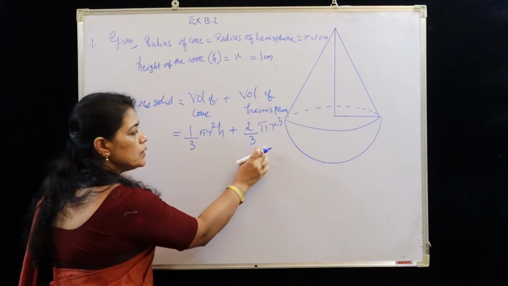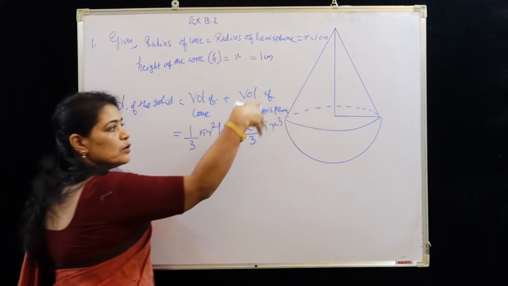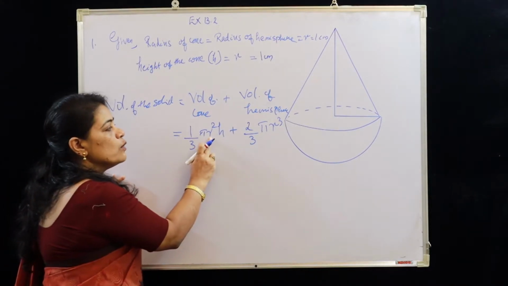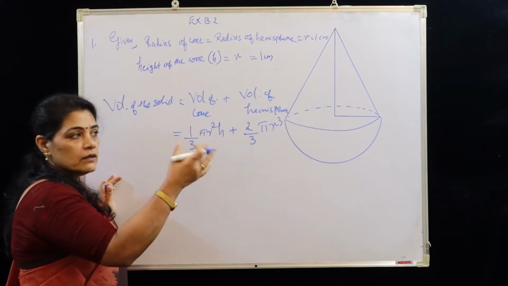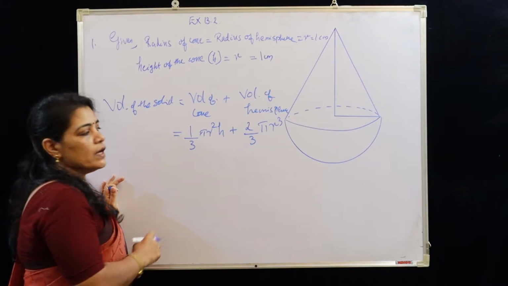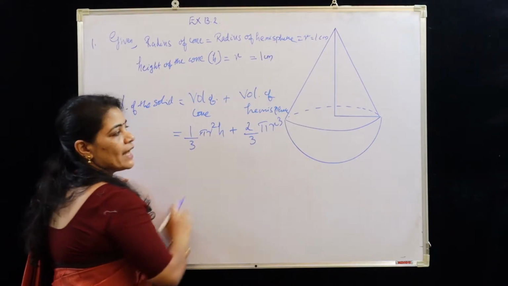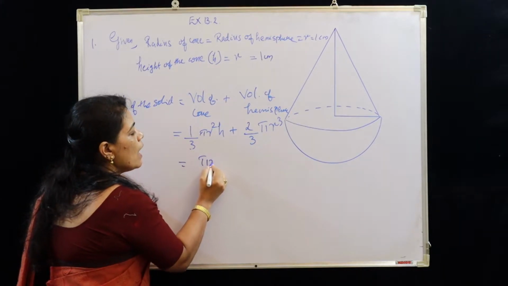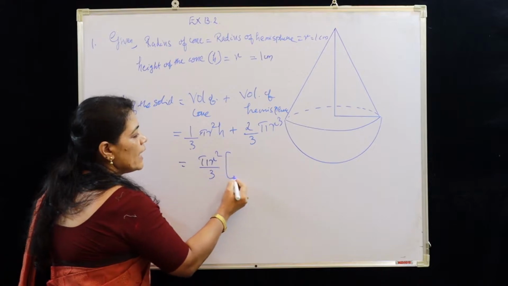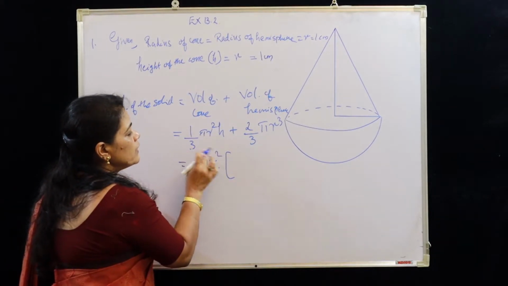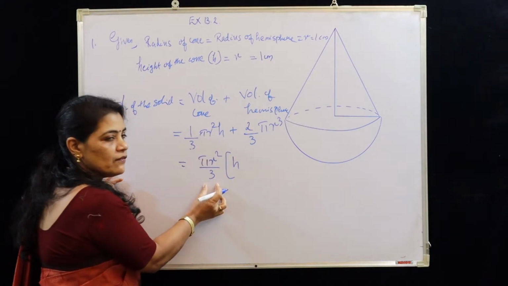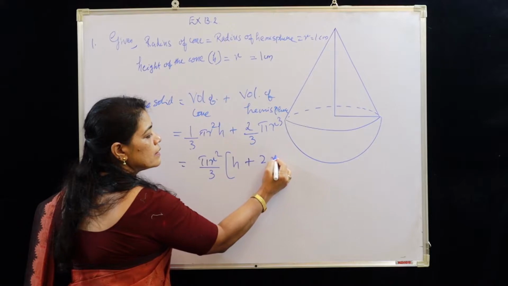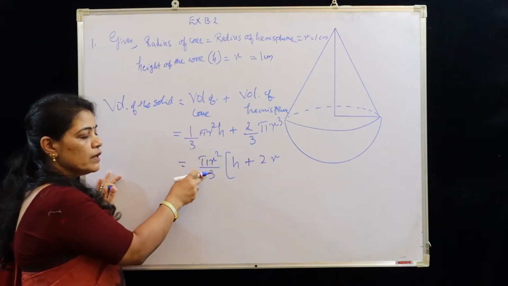From these two terms, the radius being the same for both shapes, you can take pi common and denominator 3, so pi by 3, and also r square, since from the two terms you can take r square common. So pi r square by 3 can be taken outside. In the bracket, from the first term you can see h alone, plus from the second term 2r, because r cube means r square into r, and r square has already been taken outside.